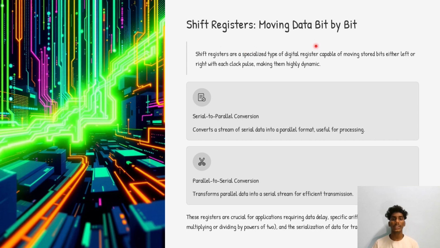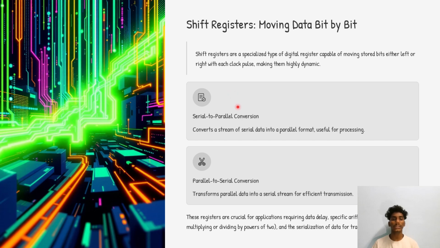Shift registers are specialized digital registers capable of moving stored bits either left or right at each clock pulse. When a clock pulse is applied, the bit will be moved to the next flip-flop, either to the left or right.